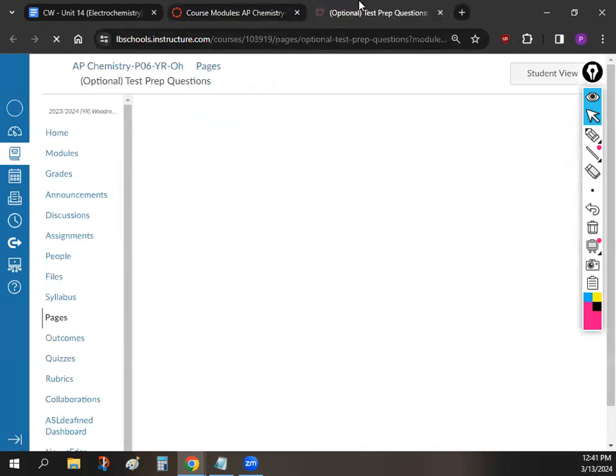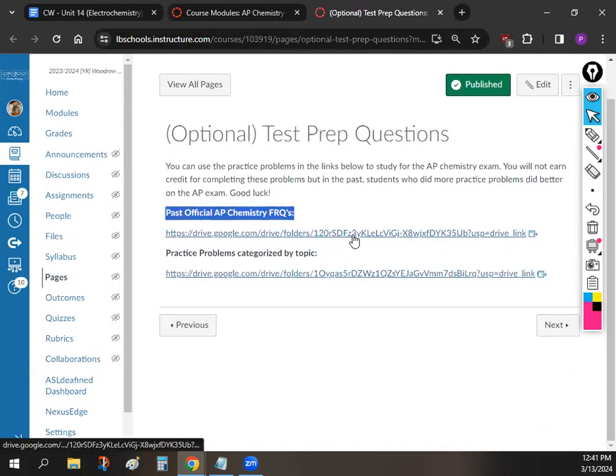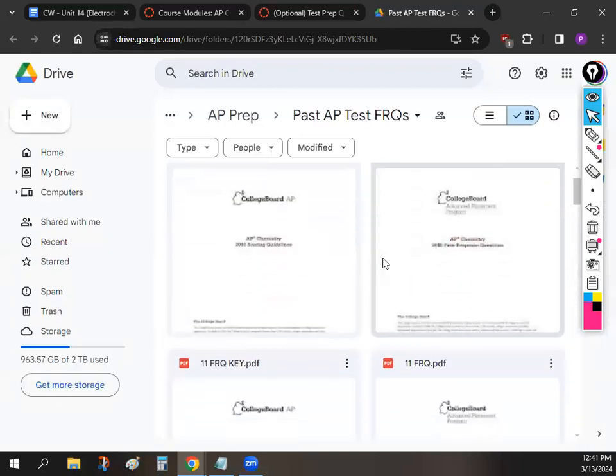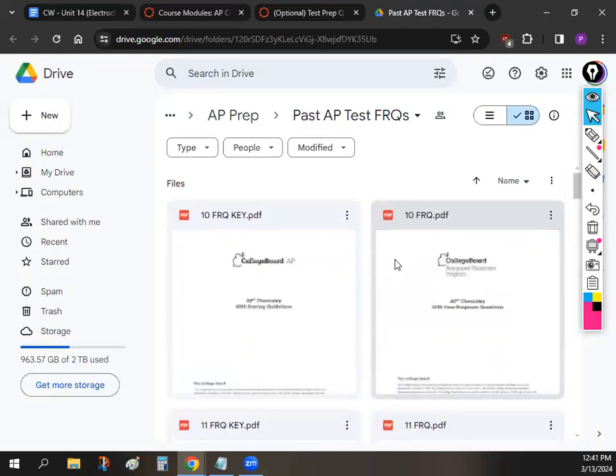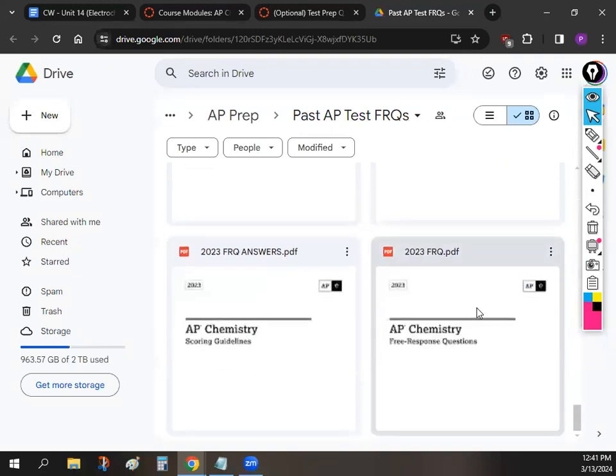If you click on the test prep, it'll take you to 2 links. The first one is the official AP Chem FRQ. If you click on that, it'll take you to Google Drive, and you should see all the FRQs from 2010 until last year. The only one that's missing is 2020, because that's obviously the COVID year, so things were a little bit different.